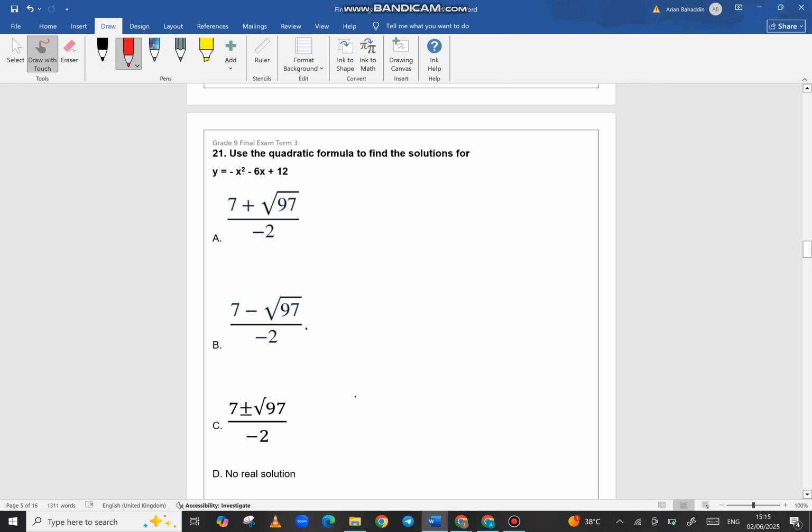Use the quadratic formula. So a is -1, as we can see here. B is -6. Yeah, so that's A. That's B. What's C? 12.